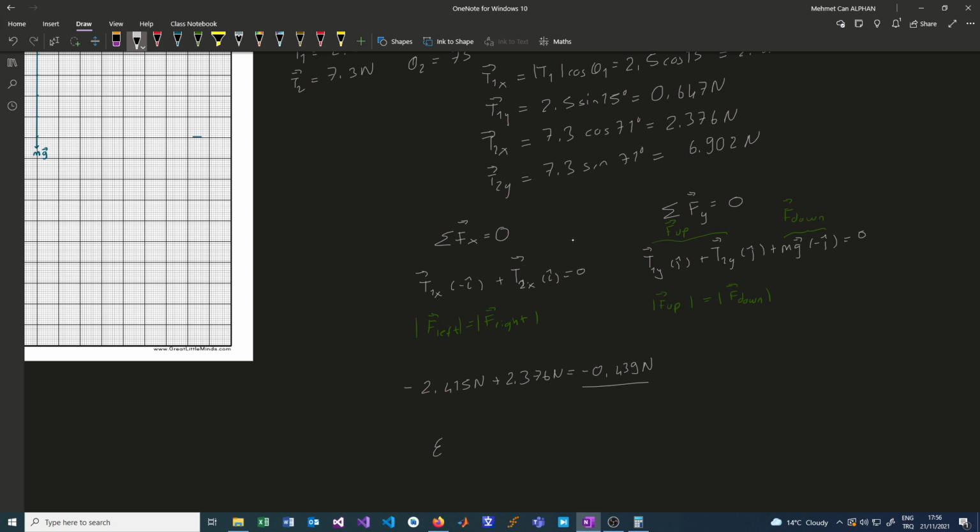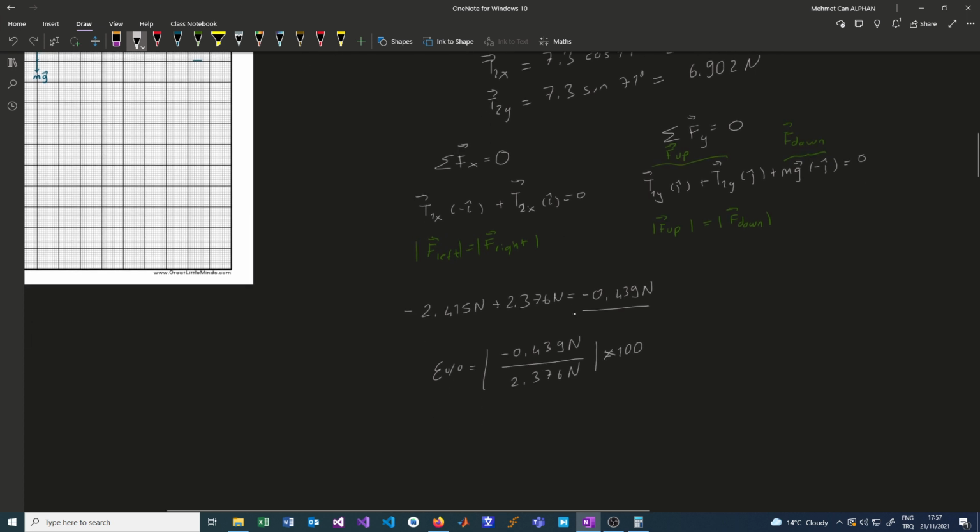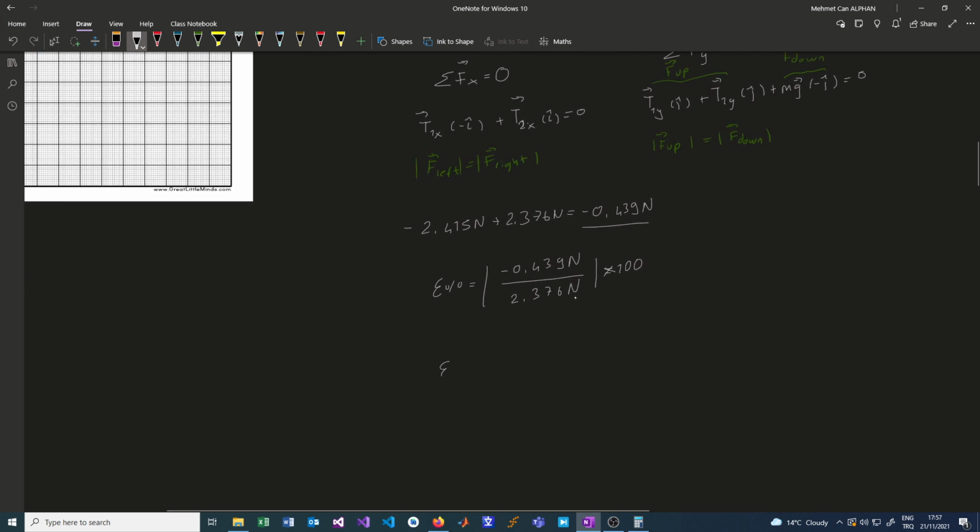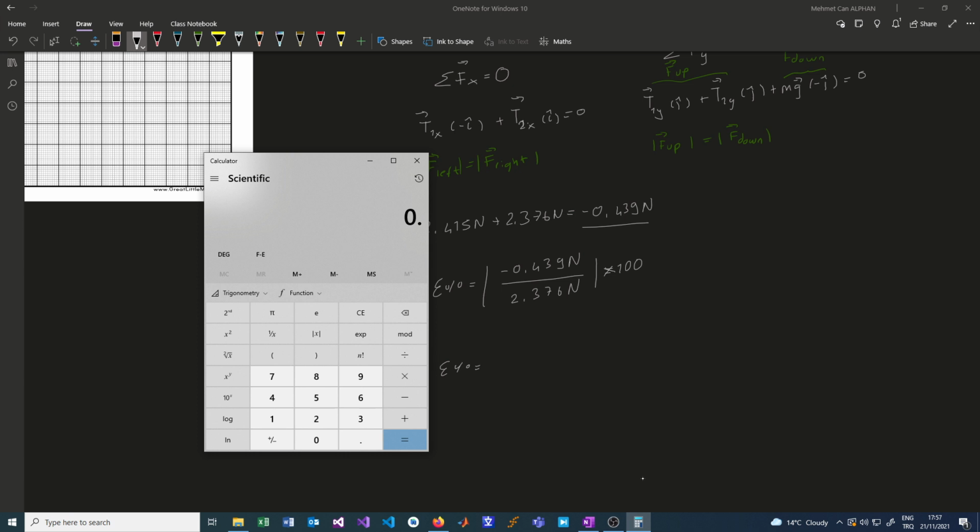If we want to show it in terms of percent error, put the difference, divide by one of the vectors, and multiply it by 100 to show the percentage. So in our case, let's use a calculator. 0.439 over 2.376 times 100, not dividing, multiplying.